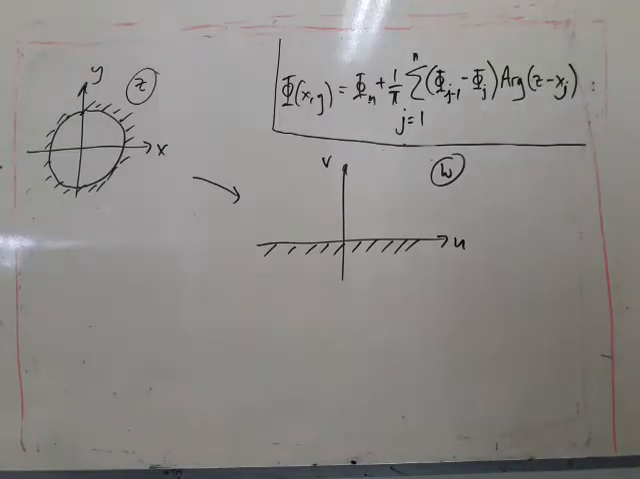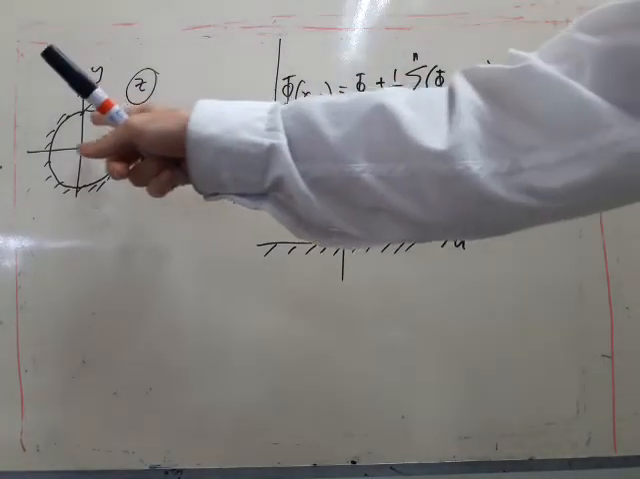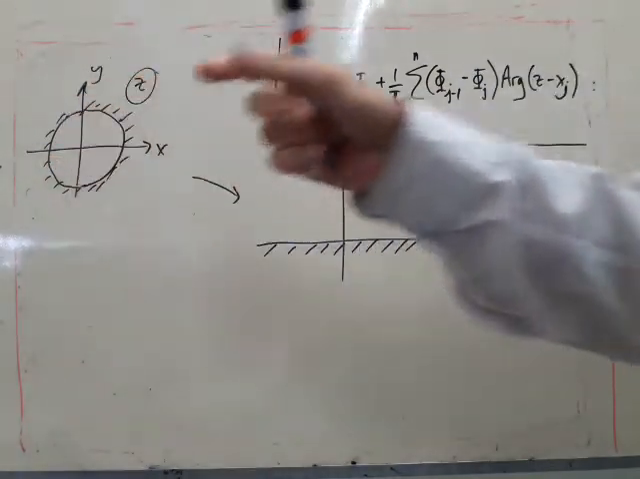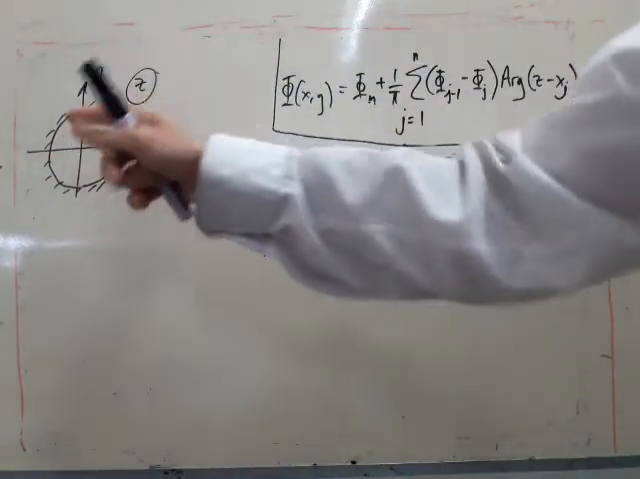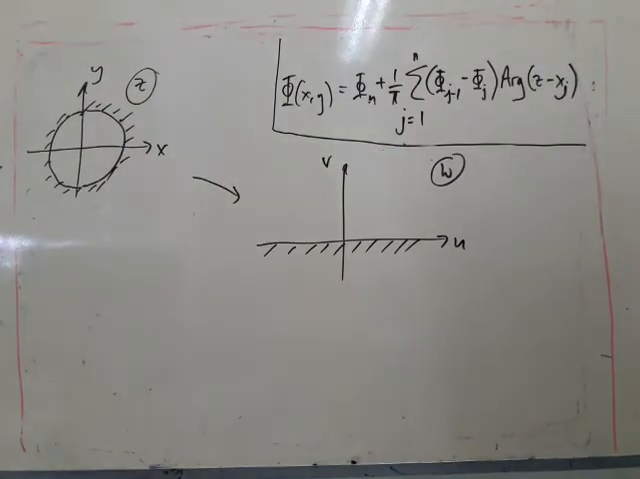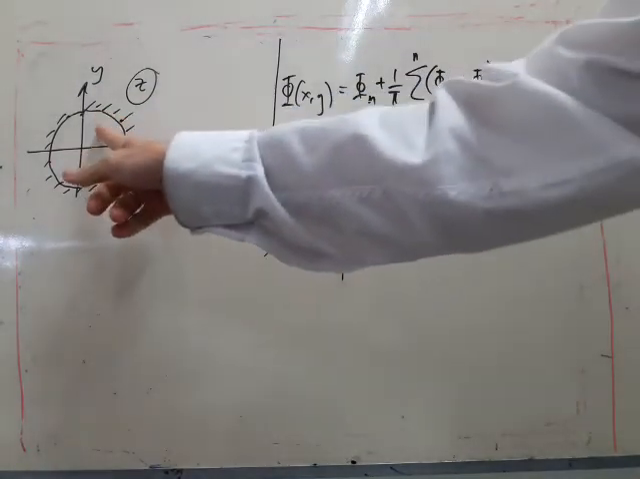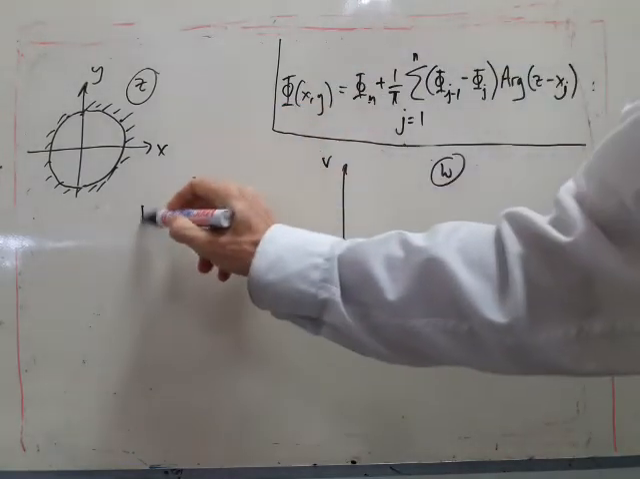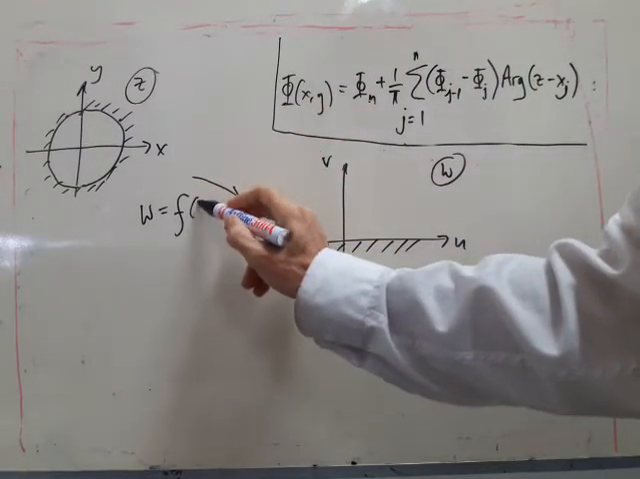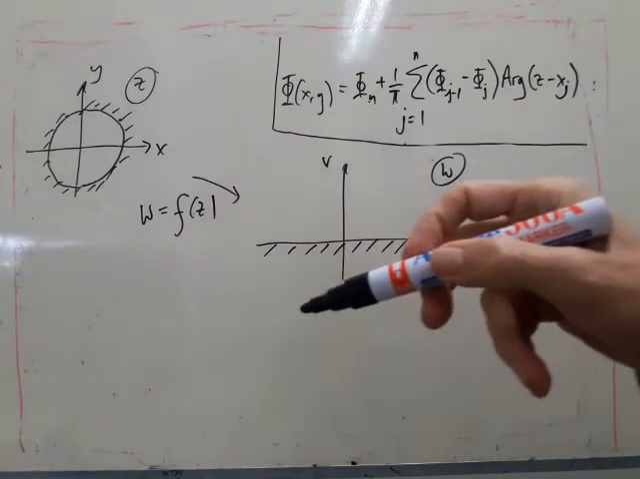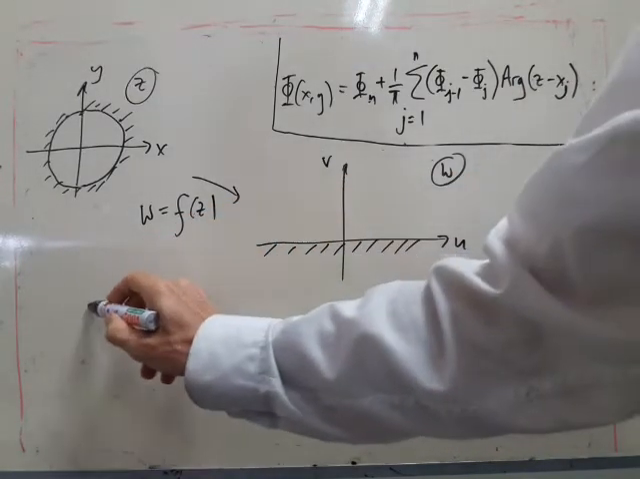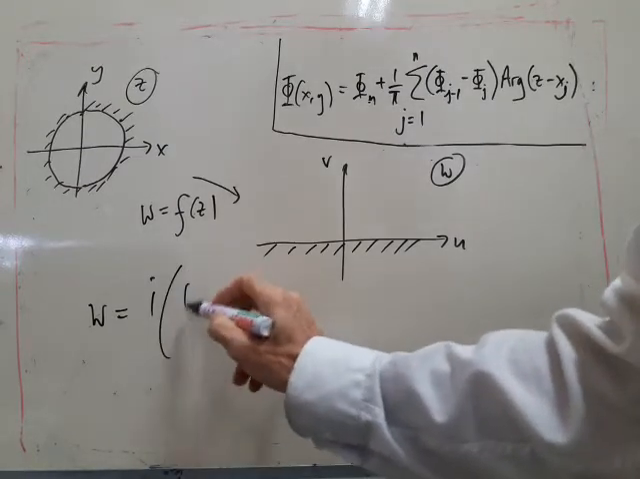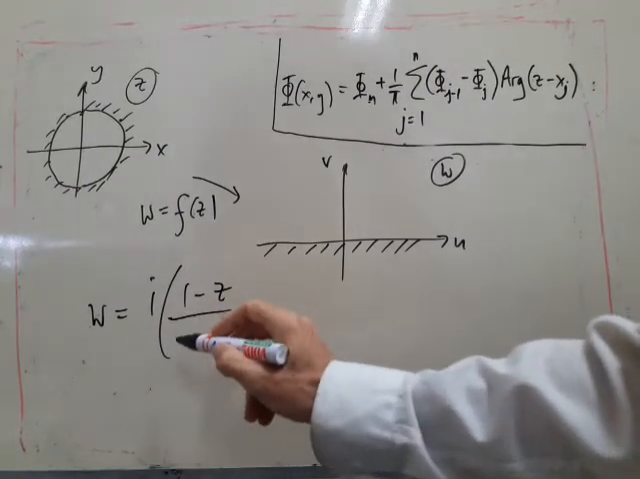So if you want to solve the Laplace equation inside a disk, given some boundary conditions on the edge, then you want to transform this to the upper half plane, the W plane. And a useful transformation to remember to do this is W equals i times (1 minus z)/(1 plus z), so it's obviously a bilinear transformation.